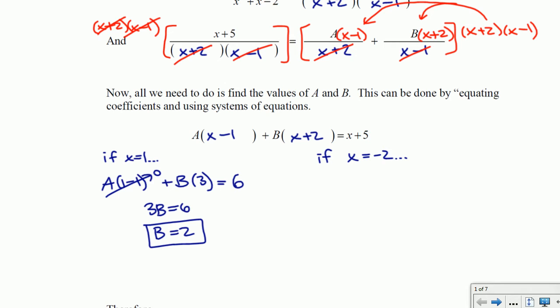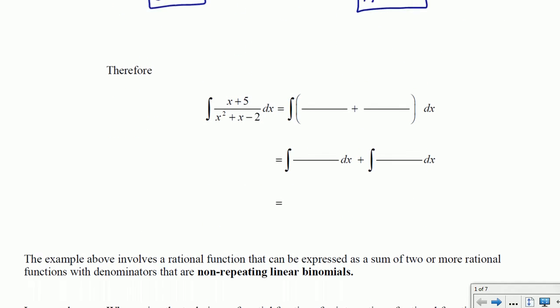Now if x = −2, you can see the second term on the right side of the equation would disappear. So we would have A times (−2 − 1), which is −3A, plus 0 equals −2 + 5, which would be 3. So we have −3A = 3, so A is −1.